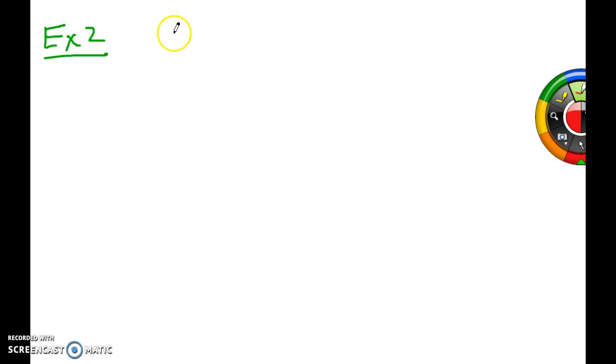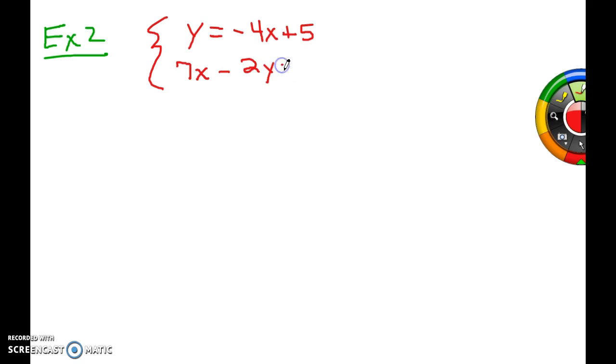All right, so example 2, again, solve the system. So it's going to give me two equations. The first is y equals negative 4x plus 5. And the second equation is 7x minus 2y equals negative 10. Now our goal when we solve this is to find the one x and y that would work in both. If I substituted x, I substituted y, it would work in this equation and would also work in this equation.